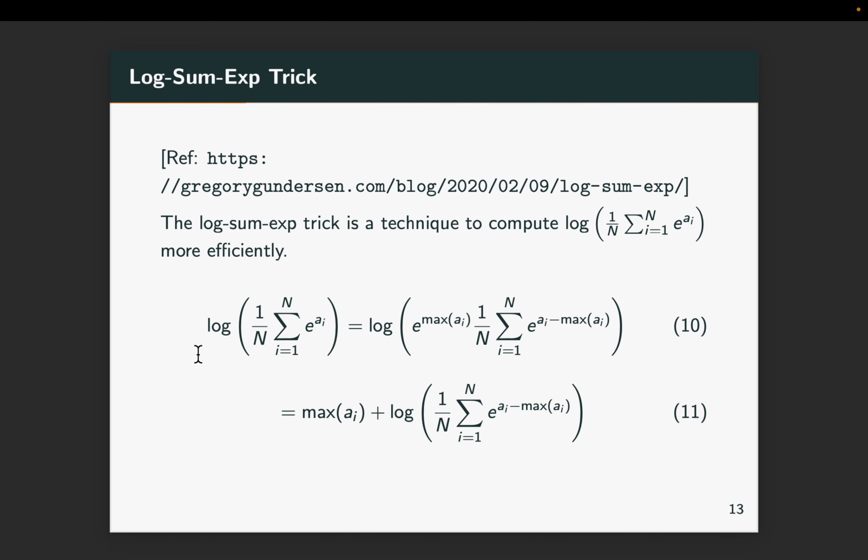So logarithm of e to the power max a_i is just max a_i. You don't need to compute e to the power max a_i, right? So even if the maximum value of a_i is a large value, you never have to compute that. Just because of the simplification you get that. And then you have certain other terms in this expression.